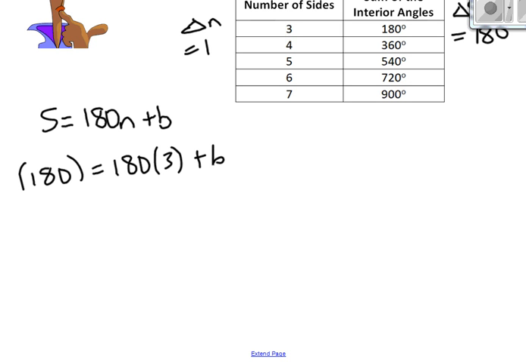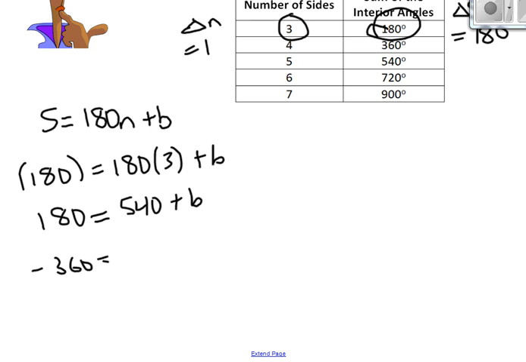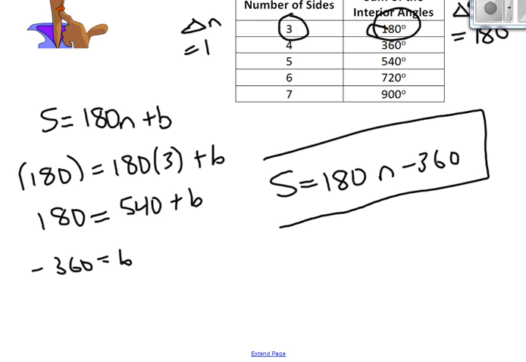So I'm substituting in 3 and 180. So n is 3 and 180 is S, and look what happens. 180 equals 540 plus b. So negative 360 equals b. So here's the formula. S equals 180n minus 360. That's a formula that will tell you the sum of the angles in any sided polygon.